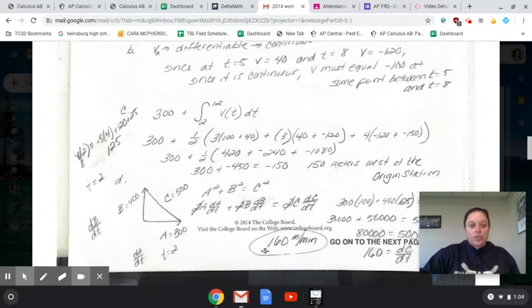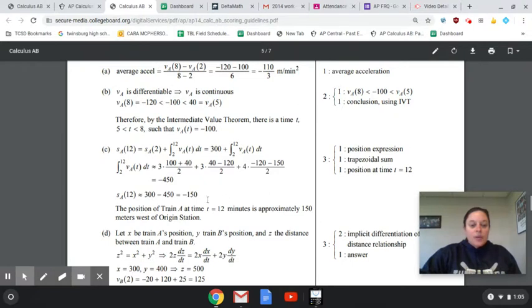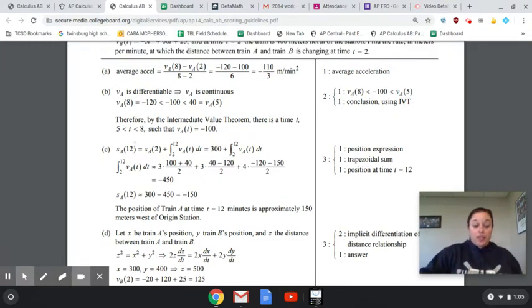They call it the origin station. So here's how they score it. If you expressed it as an expression with an integral, and I didn't get nearly as fancy as they did, I just went right here, and I think that's full credit, that it's the 300 plus the integral.